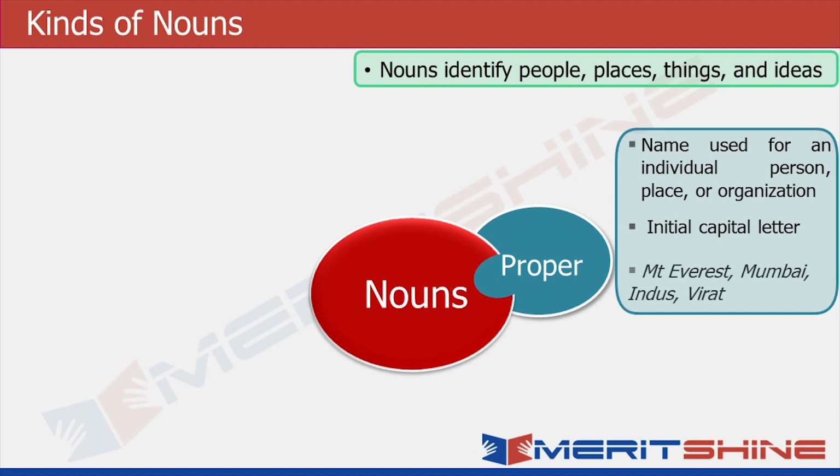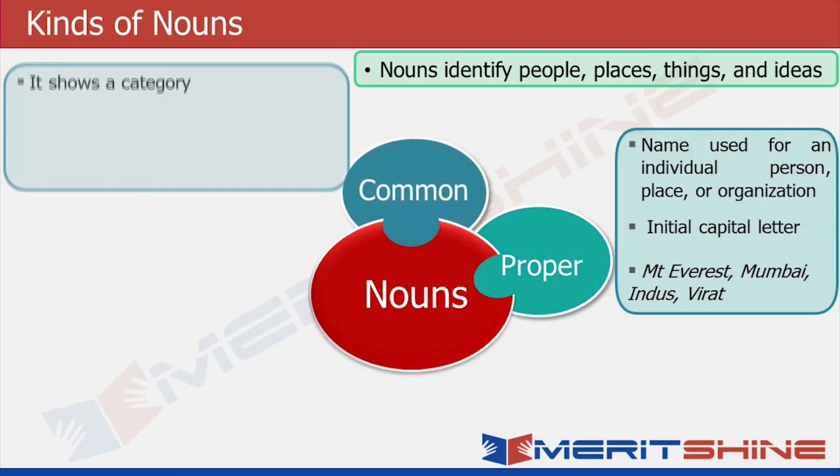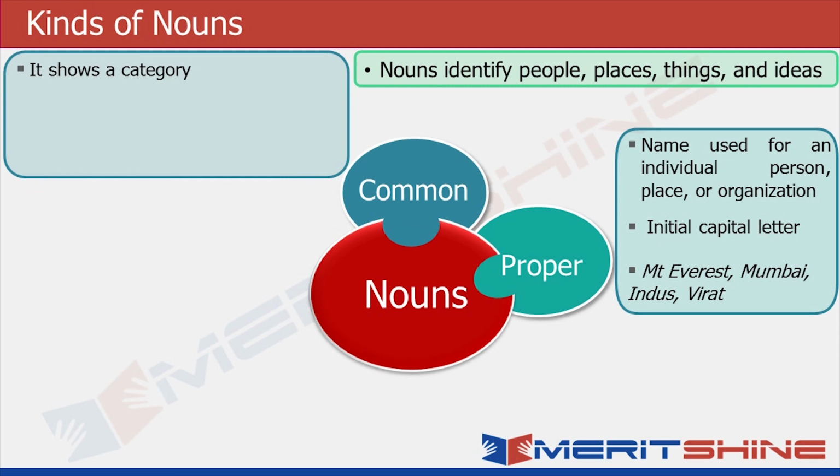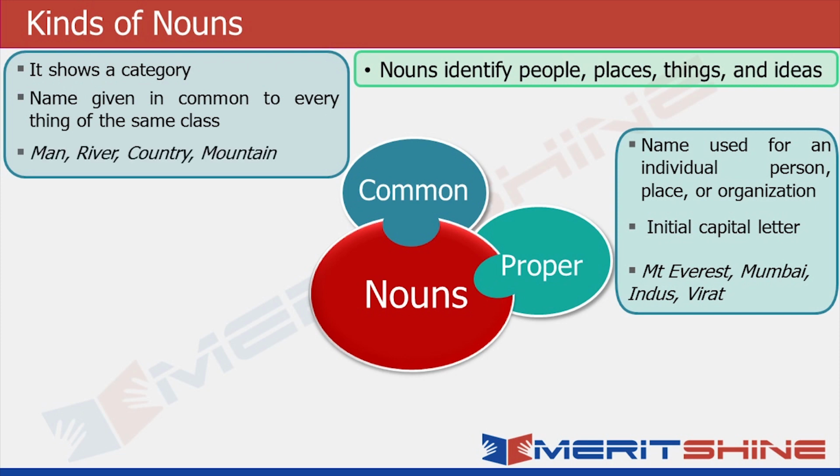For example, Mount Everest is the name of a mountain peak. Mumbai is the name of a city. Indus is the name of a river. Virat is the name of a person. Common nouns. Common nouns are used to refer to general things or category. For example, the nouns man, river, country, mountain are common nouns. Common nouns are normally not capitalized unless they are placed at the beginning of a sentence.